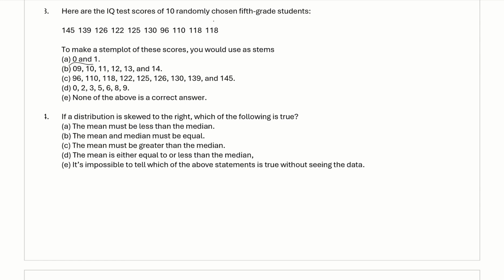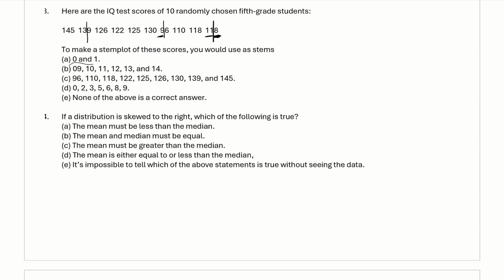So look at the stems. The leaves are going to be the rightmost digit. The stems are going to be in this case, 2 digits, right? Whatever is to the left of that. So in this case, the stems that you would want to use here, the smallest stem would be like 9, right? And then you'd have 10, 11, 12, and 13.